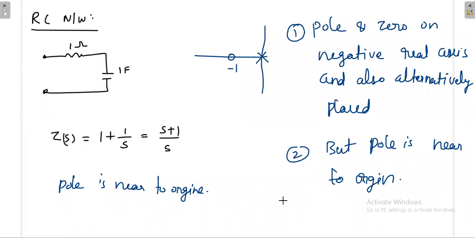Sometime it may be like this. Okay, it may be like this also. If you take some other RC network, your pole 0 pattern may be like this. That's why we'll use the term near. In this case it is exactly at 0, but it is not necessary always to be at 0. It may be with some offset. It may be like this also. But the pole is near to the origin or at the origin. Then next network, RL network.